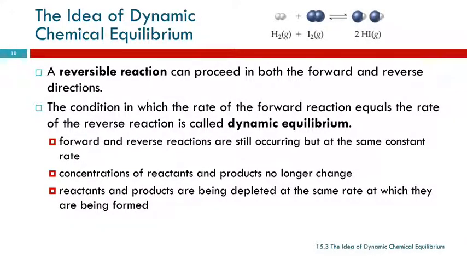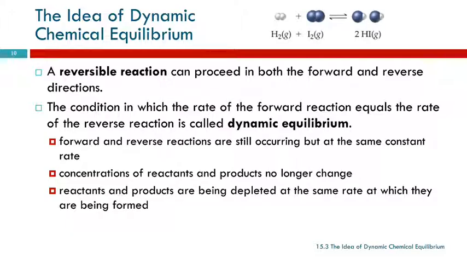So a reversible reaction is one that can go in both directions. Not all reactions are reversible, but a lot of them are. So when you have a dynamic equilibrium in a chemical reaction, you have the forward reaction and the reverse reaction occurring at the same rate.